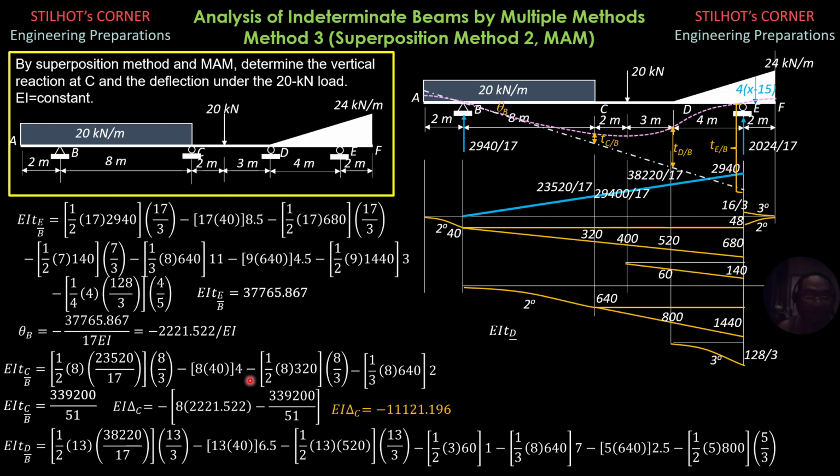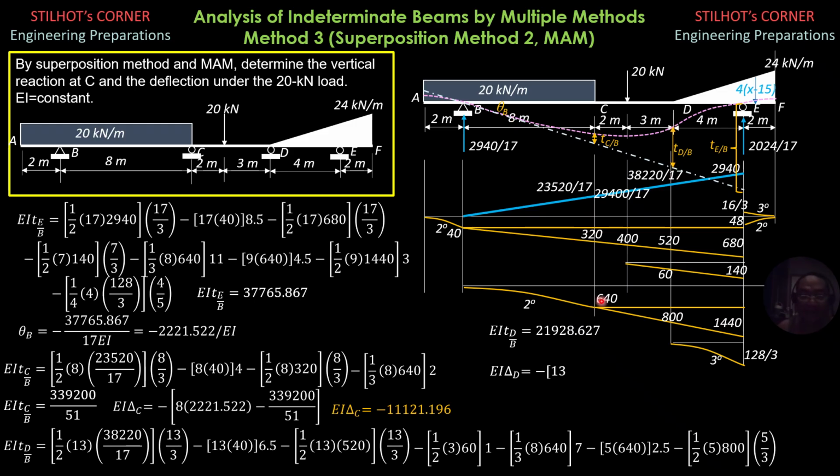So evaluating the EI deviation of D relative to B, that's 21928.627. If that's positive, the whole of this vertical distance is 13 times theta B, and the deflection at D is negative. So the EI deflection at D is the negative of the quantity 13 times the absolute value of theta B, minus the absolute value of the deviation of D relative to B.